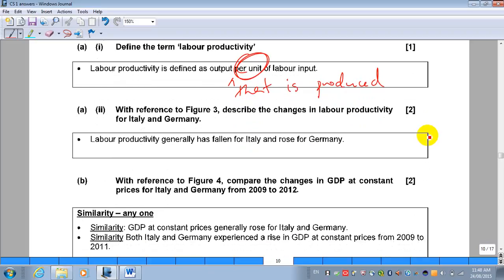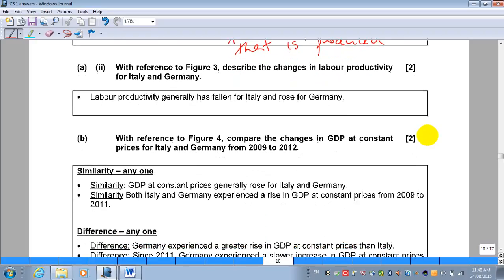Now let's go on to A part 2, describe the changes in labour productivity. Most of you got this right, so I won't elaborate more about this. Basically, just now we mentioned that Italy's labour productivity has fallen, generally lackluster productivity. And on the other hand, there has been an increase in labour productivity for Germany, right?